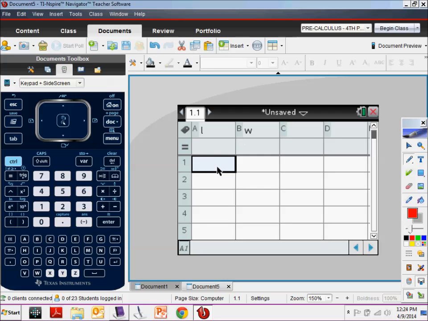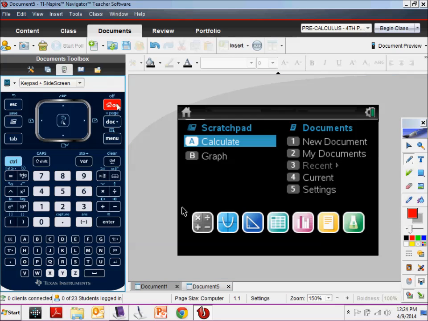So the lengths that they wanted me to test with were what? 4, 8, 12. And the resulting widths were 15, 7.5, and 5. Make sure you hit enter so that they're all there. And then I go back to the home screen and go to the purple one. I want a graph. So I'm going to go to the graph.